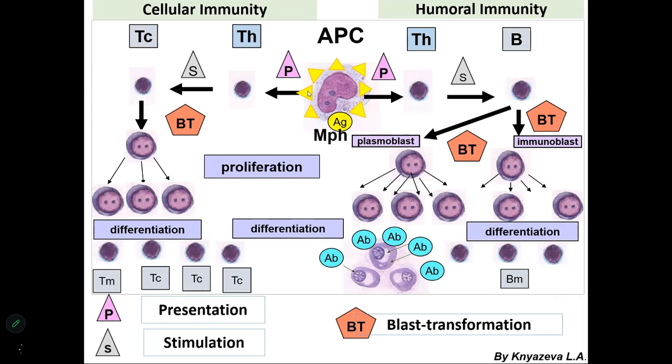In turn, parallel to it, the T helper cells stimulate the cellular immunity, stimulate the blast transformation from T cytotoxic, educated but naive, into T blast cell, and it leads to differentiation and proliferation, and the result of this differentiation is multiple T cytotoxic CD8 positive T lymphocytes, and T memory cells.